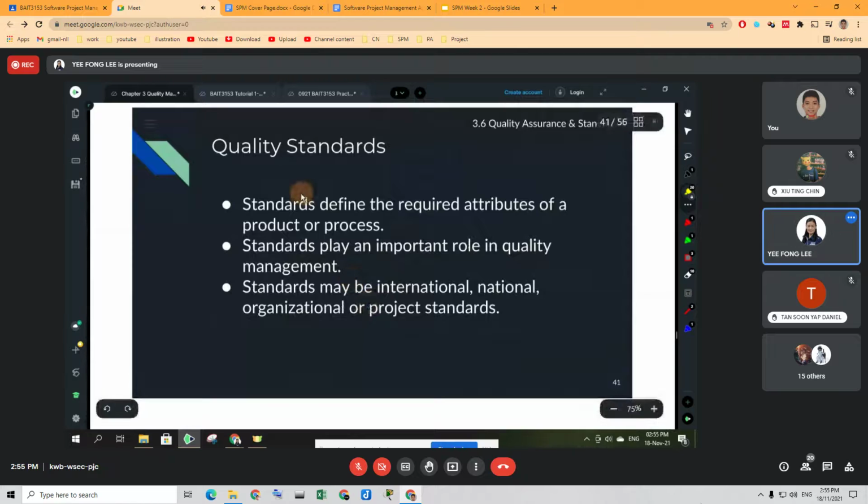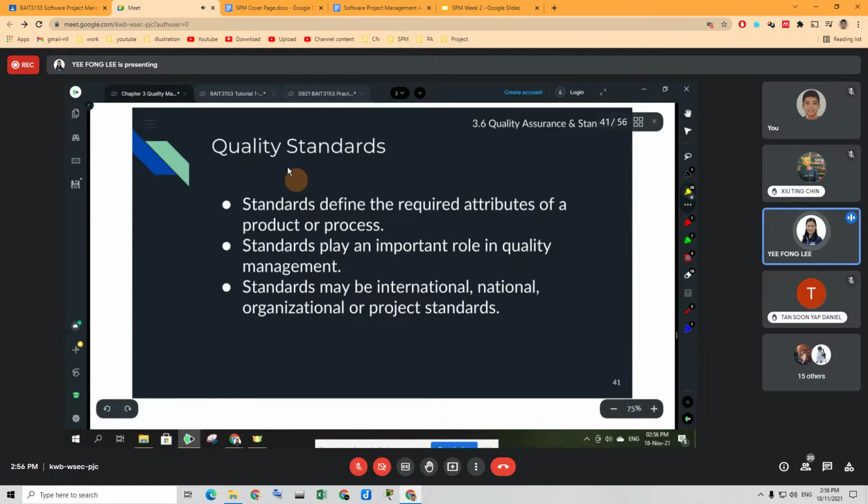Quality standards define the required attributes of a product or service. This is a document that provides requirements, specifications, and guidelines. What are the characteristics that need to be consistent to ensure that the product, the material, the processes, or the services can fit their purposes? So this standard defines the required attributes of a product.